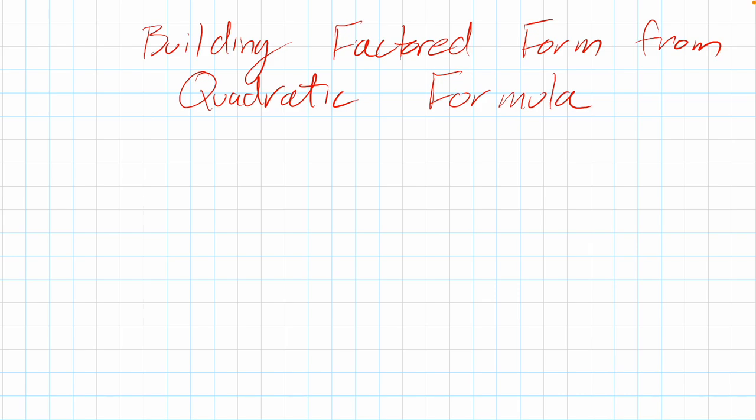We're going to look at building the factored form from the quadratic formula. So we'll start with a couple things. We'll start with a question that you did specifically. Where is it? Oh, there it is. y is equal to 9x squared minus 24x plus 16.